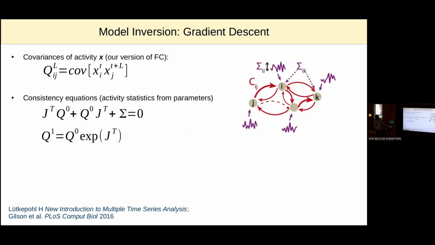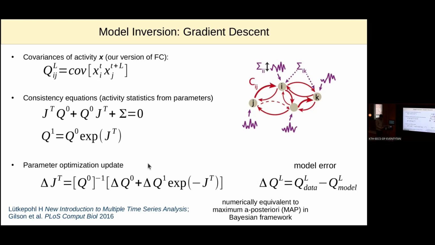And for that, you can use analytical equations that describe, as I said, these matrices from the model parameters. And what we designed is an optimization method that is a gradient descent, in fact. At each time step, it looks at the model error, so the difference in these matrices between data and model, and calculates the update. Here I just show the example of the update for the Jacobian. You've got the same for the input covariance.